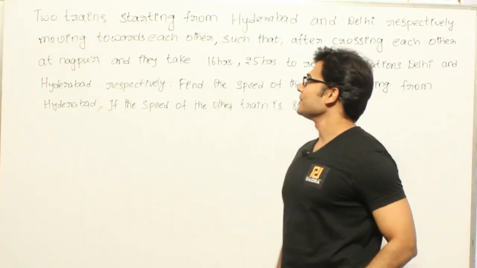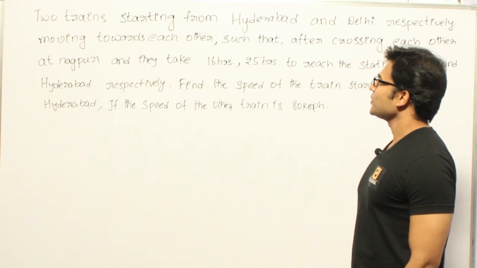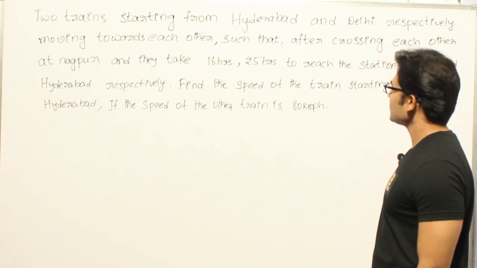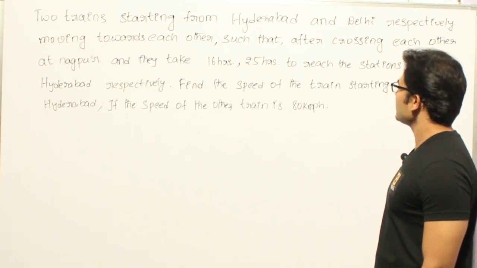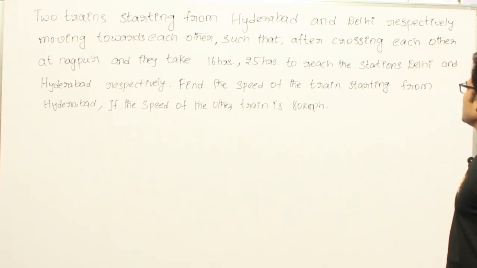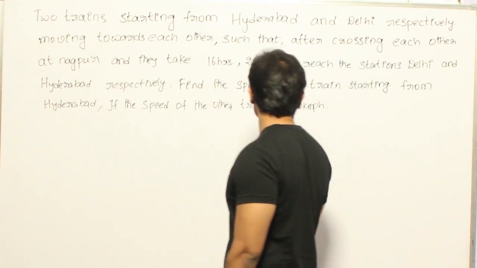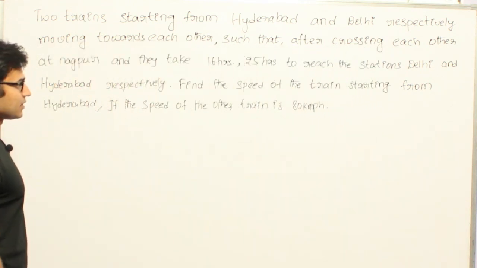Now let's see this example. Two trains starting from Hyderabad and Delhi respectively are moving towards each other such that after crossing each other at Nagpur, they take 16 hours and 25 hours to reach the stations Delhi and Hyderabad respectively. Find the speed of the train starting from Hyderabad if the speed of the other train is 80 kilometers per hour.